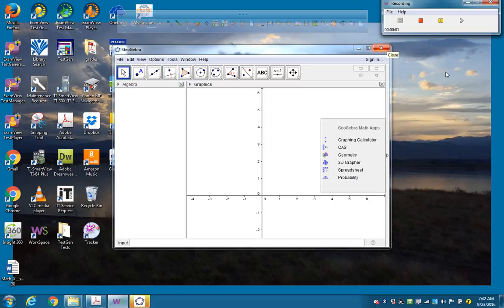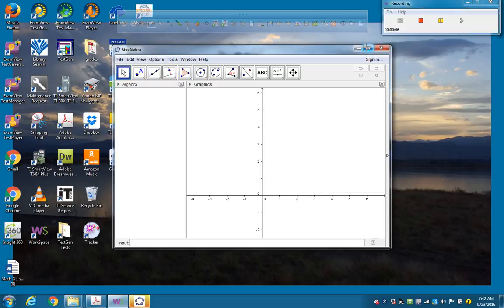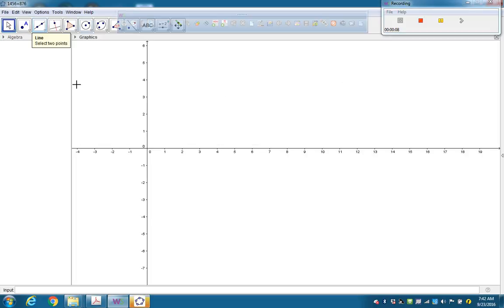More or less. Or if you can't get it, you could look with someone else. It's kind of fun to play with, though, this GeoGebra.